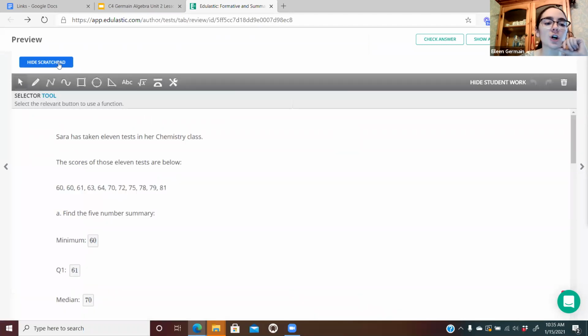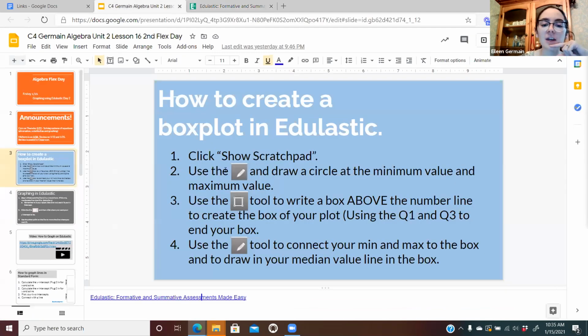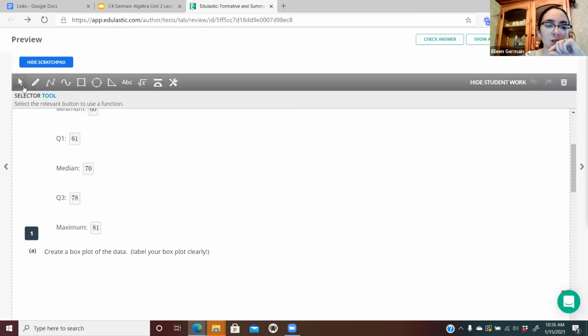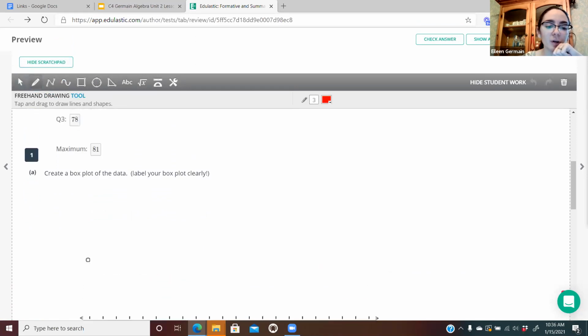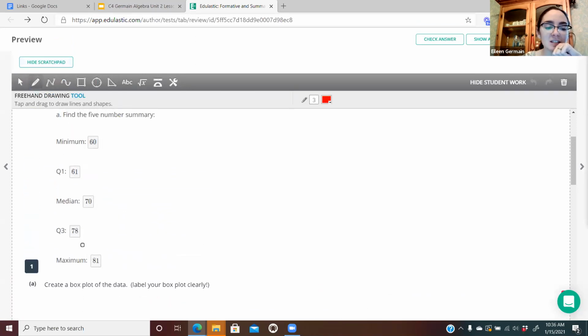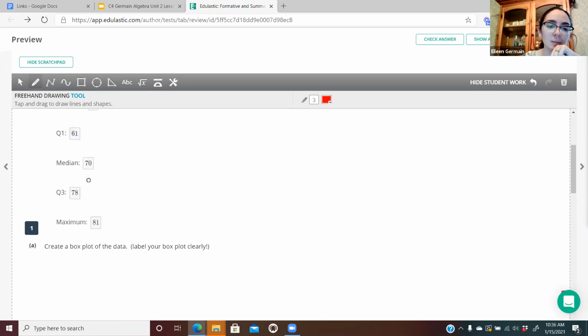You're going to hit Show Scratch Pad, and these options will show up. Then you're going to click on the pencil tool and draw a little circle on the minimum value and the maximum value. Above the box and whisker, you're going to put a point at that minimum, which is 60, and your maximum, which is 81. You're going to put a little dot on that 60 and a little dot on that 81. It doesn't have to be perfect. It's just indicating where your minimum and maximum are.